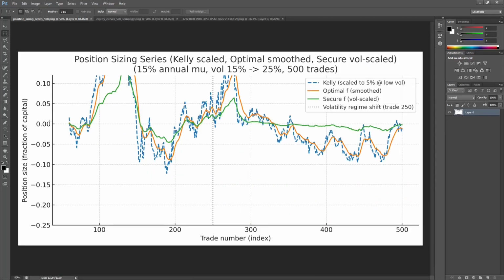Oh, by the way, you notice we're at 0, now we're negative. What's happened here is now we've flipped where you no longer have an edge, so we're actually going short. So Kelly right here after 150 is putting on the largest shorts, followed by Optimal F, followed by Secure F. And it keeps that up until around, let's just say, around 210, 220.